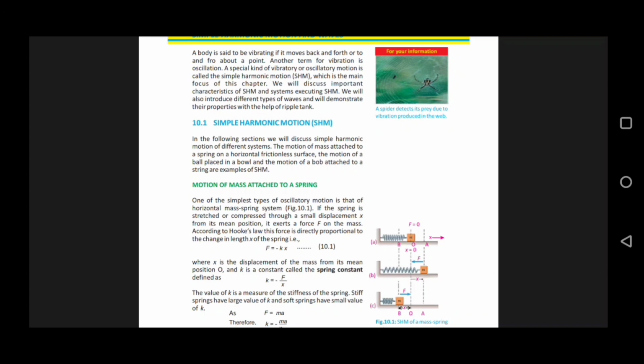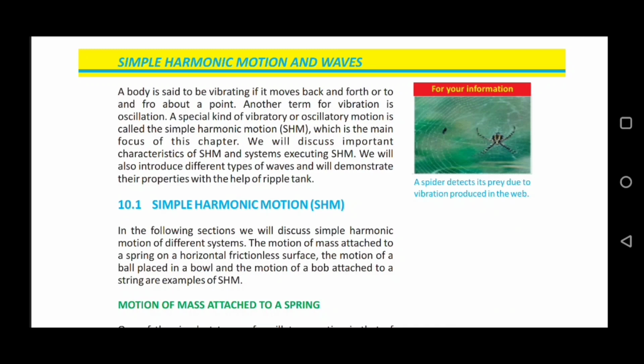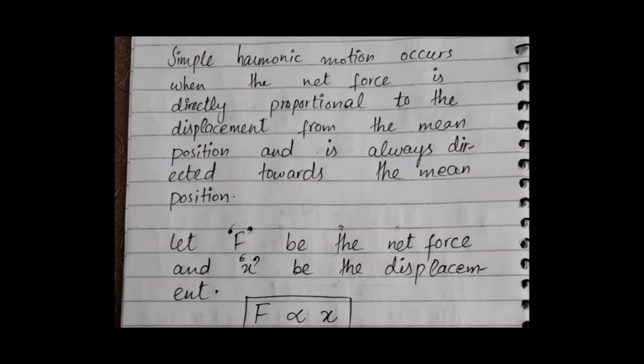Another term we use for vibration is oscillation, and the most famous type of vibratory or oscillatory motion is simple harmonic motion, which is also denoted by SHM. We will see what simple harmonic motion is. Simple harmonic motion occurs when the net force is directly proportional to the displacement from the mean position and is always directed towards the mean position.